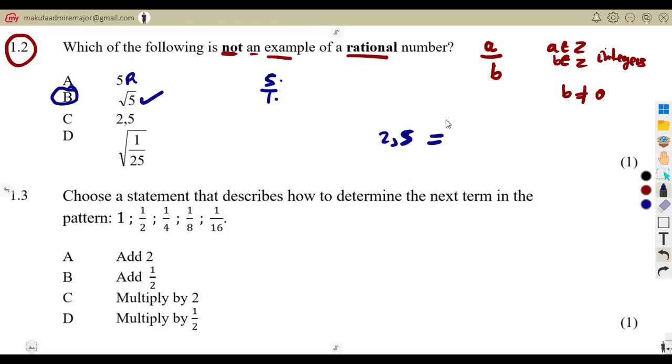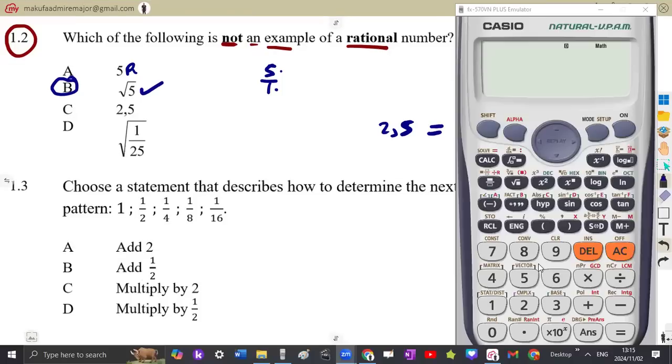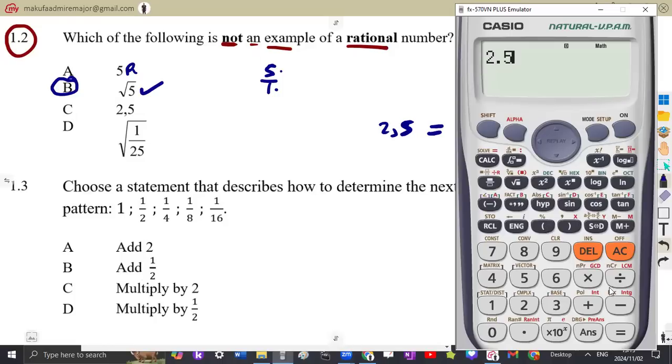All right, this part C, which is 2.5. You can even use a calculator there. If you're not good in these fractions, guys, the calculator is there as an assistant. So we're going to have 2.5, which is equal to, just use your calculator, straightforward on that part. So you can see that it's 5 over 2. So 5 over 2 is a rational number.